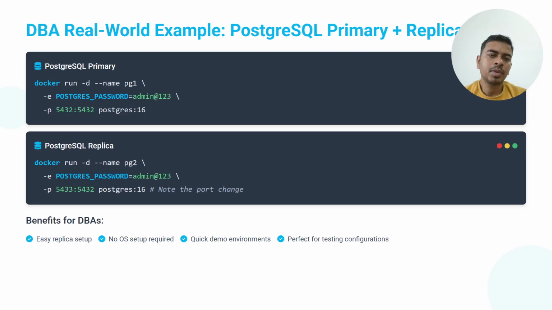The second is the replica: docker run -d --name pg2 -e POSTGRES_PASSWORD=admin@123, and -p 5433, mapped to 5432 inside. Inside it runs on 5432 but outside it is 5433, and it is Postgres 16 only, not a change in version. We are not changing the container port because we are running a primary and replica. So it is an easy replica setup, no OS setup required, a quick demo environment, perfect for testing environment configuration.